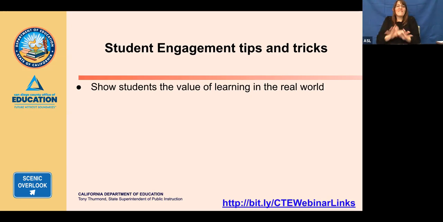We saw the shift when we weren't giving a grade in the spring. They were out of here because the value of learning to them was a grade. And so what we want them to see is that learning in CTE is much more than a grade.